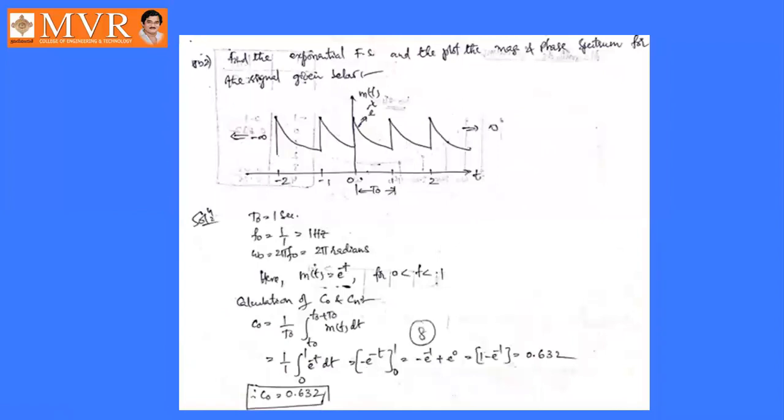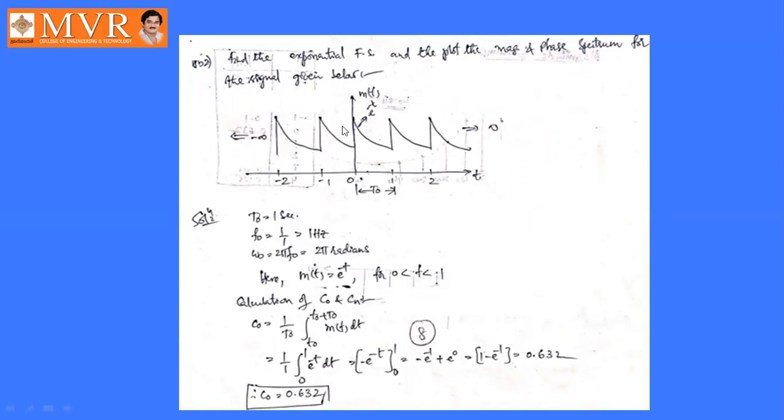Like that, we'll do some problems. So the next problem is: find the exponential Fourier series and plot the magnitude and phase spectrum for the signal given below. Okay, so this is the given problem.